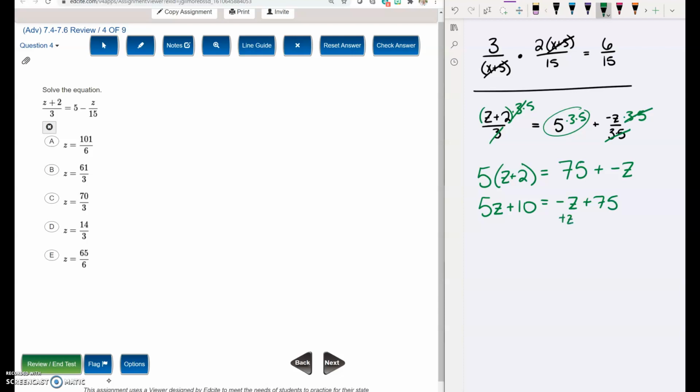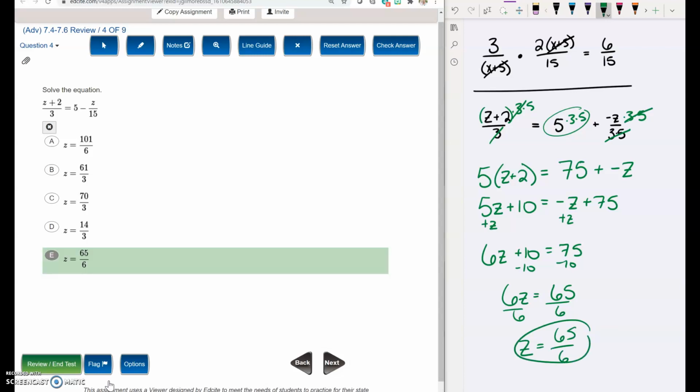I'm going to add z to both sides to get 6z plus 10 equals 75. Subtract 10 on both sides. 6z equals 65. Divide both sides by 6 to get z equals 65 over 6. Very important that you show your work. Specifically, we will be looking for this part of the work because that's the part that shows me that you know what to do to solve this equation.